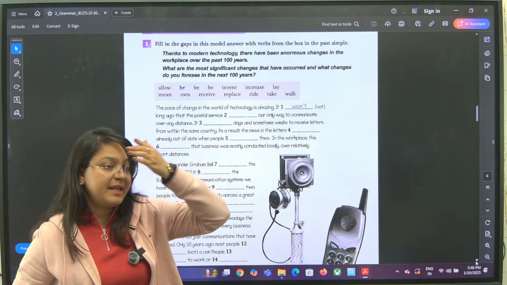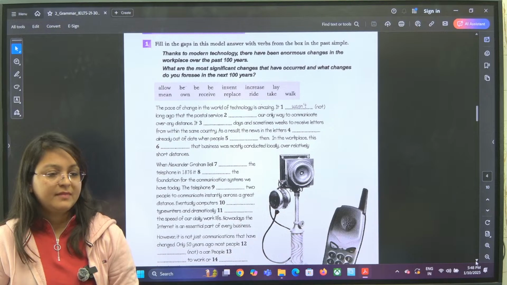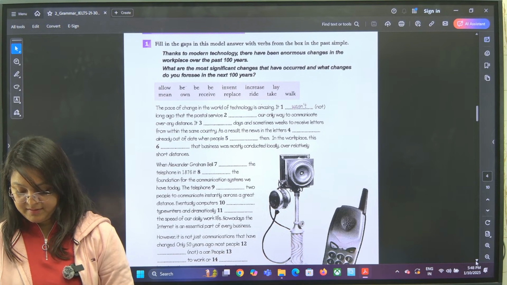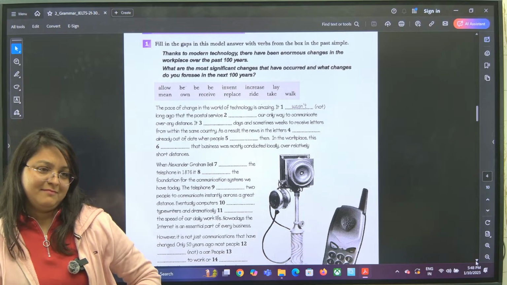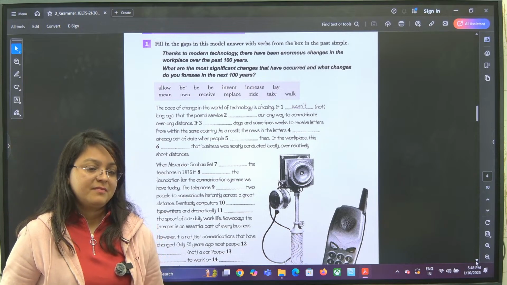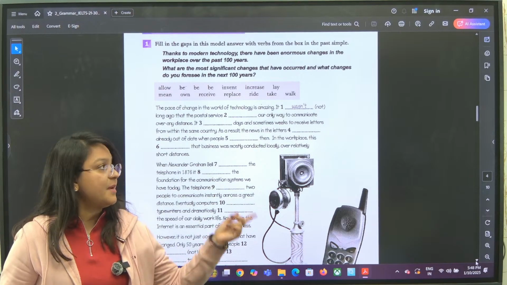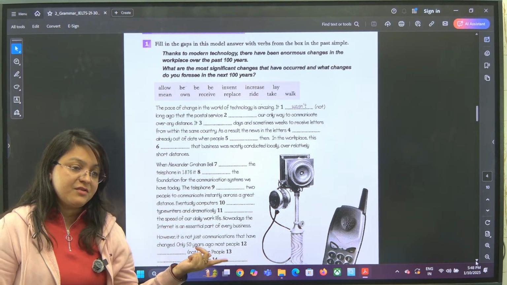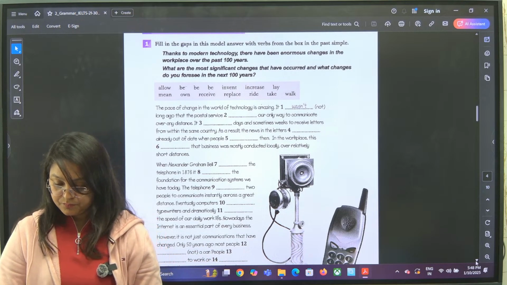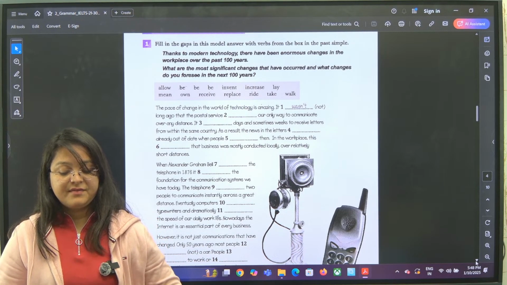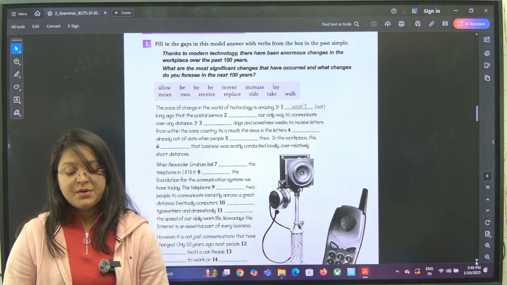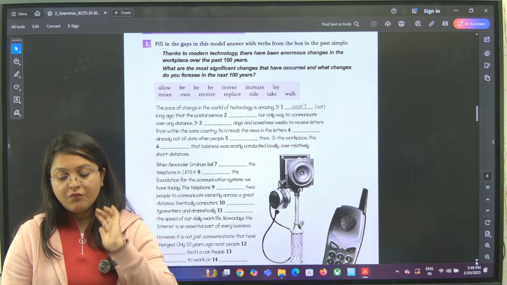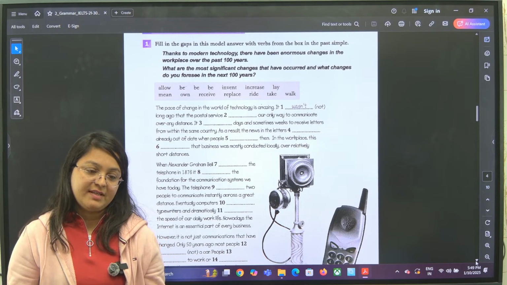lay. Spelling: LAID. Laid. Mean, meant. Okay, MEANT. Like when we say read, read. Mean, meant. Own, own. Receive, replace, write, take, walk. Very easy. Go for it.